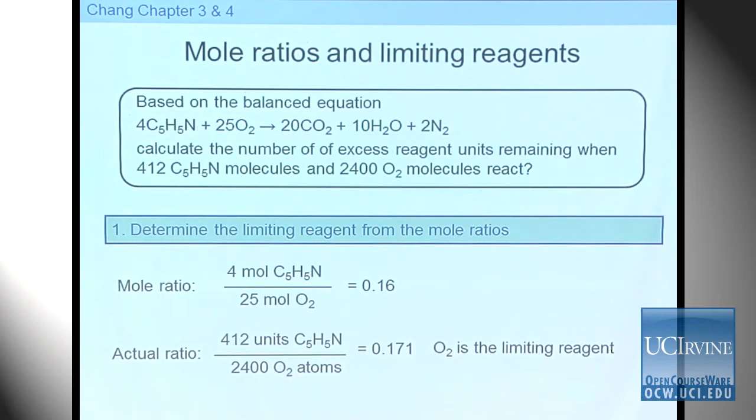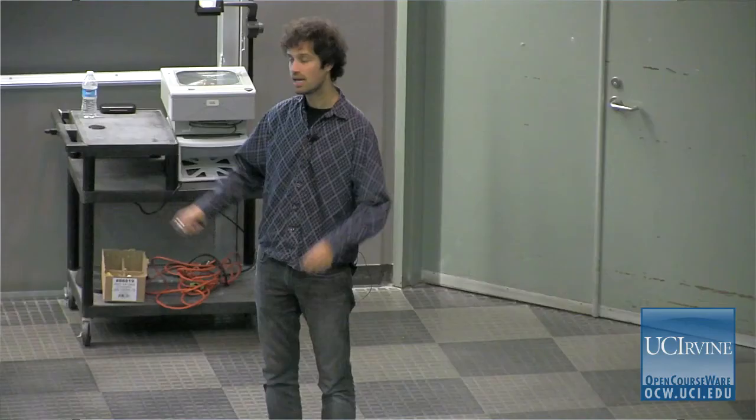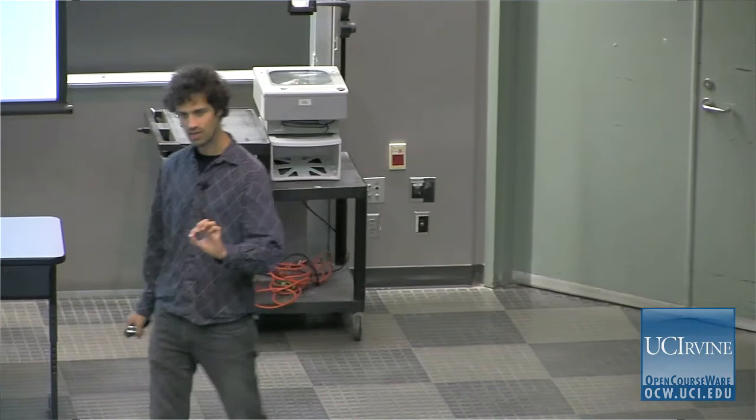That means that the other one is the excess reagent, and so I have something of this left. And that's what I have to determine. How much of this do we have left after the reaction has come to a stop? How much is left is determined by how much oxygen you have. The limiting reagent determines the quantities after the reaction has stopped. So I take the number of the limiting reagent, and I'd like to convert that into how much of the excess reagent has reacted with the oxygen.